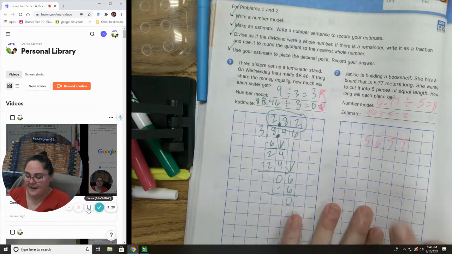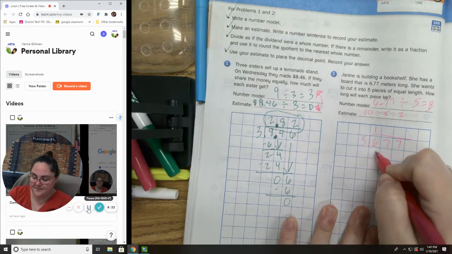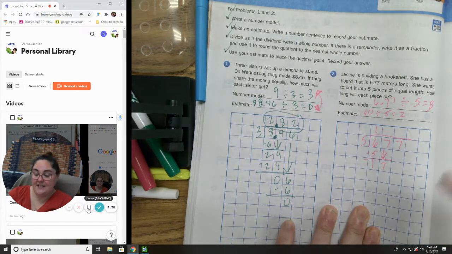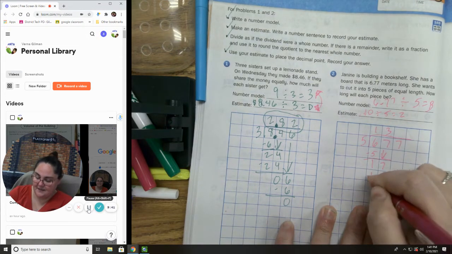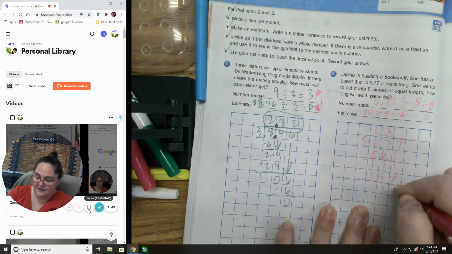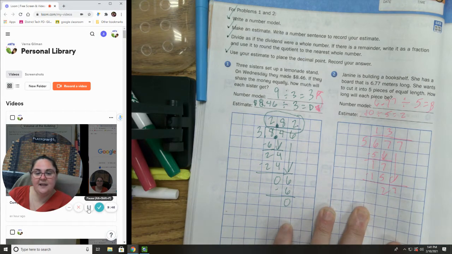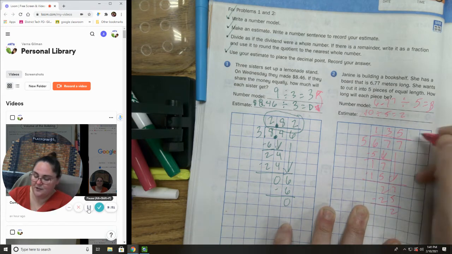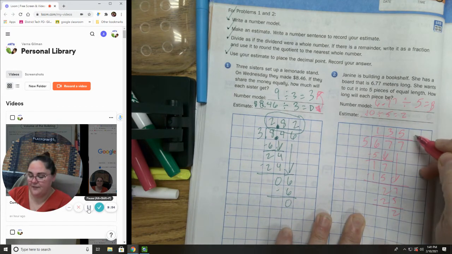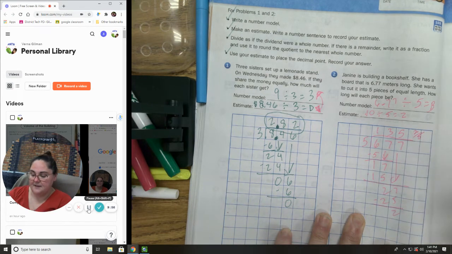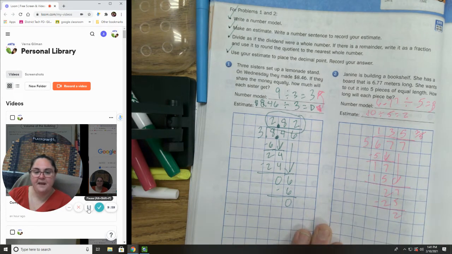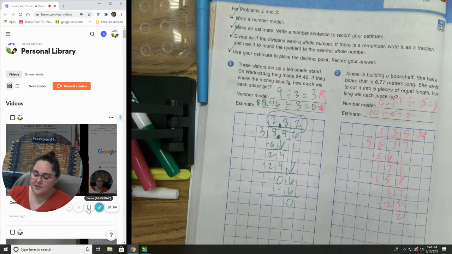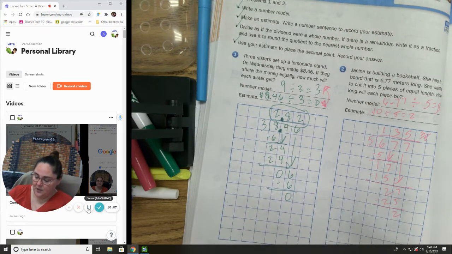Here we go. 5 goes into 6 one time, with 1 left over. Bring down that 7. 5 goes into 17 3 times, with 2 left over. 5 goes into 27 5 times, with 2 left over. So my answer would be 135 and 2/5. Now, I'm going to round it because that's what it told me to do. 2/5 is less than half, so I'm going to say my answer is about 135.